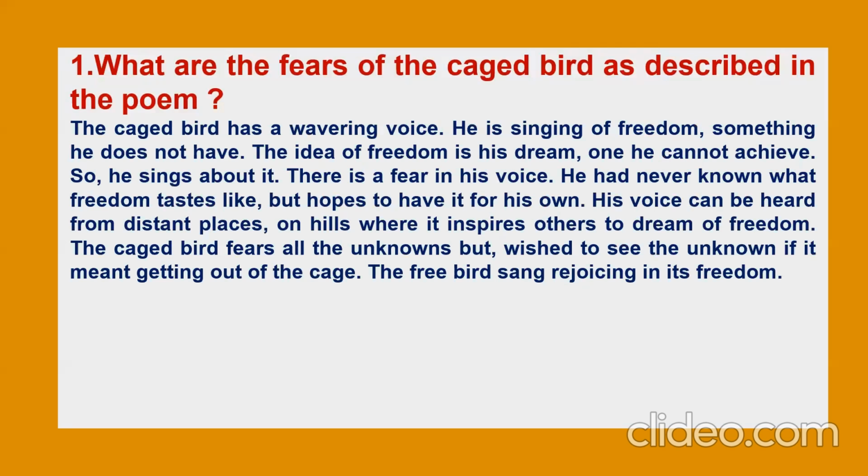The caged bird has a wavering voice. He is singing of freedom, something he does not have. The idea of freedom is his dream, one he cannot achieve. So he sings about the freedom. So there is a fear in his voice. He had never known what freedom tastes like, but hopes to have it for his own. His voice can be heard from distant places or hills where it inspires others to dream of freedom. The caged bird fears all the unknowns, but always wished to see the unknown if it meant getting out of the cage. The free bird sang, rejoicing in its freedom.